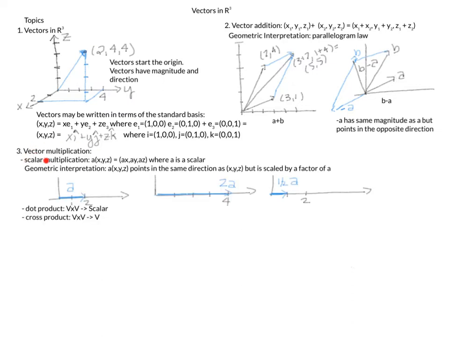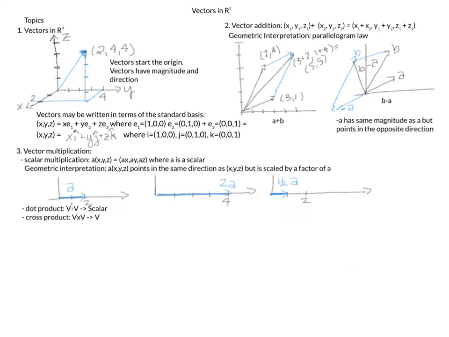Next, we come to vector multiplication. First, we do scalar multiplication. That is, we multiply our vector by a scalar a. And scalar meaning it's just a real number like 2 or 3 or pi. It's not another vector. And to do our scalar multiplication algebraically, we just multiply each component x, y, and z by a. Algebraically, the scalar multiplication does not change the direction of your vector. It stays in the same direction as the original x, y, z vector.